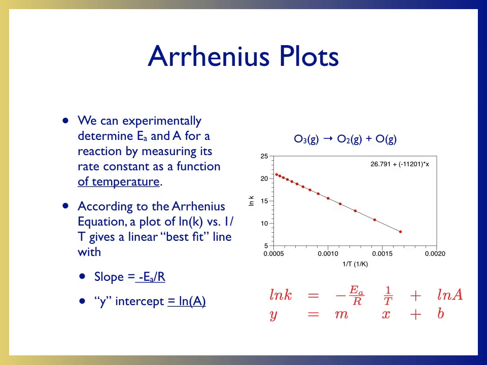The Arrhenius equation has a few uses. Experimentally, we can collect rate constants at different temperatures. This data can be plotted using the Arrhenius equation if we take the natural log of both sides of the equation. This gives an equation that can be mapped to the equation of a best fit line.